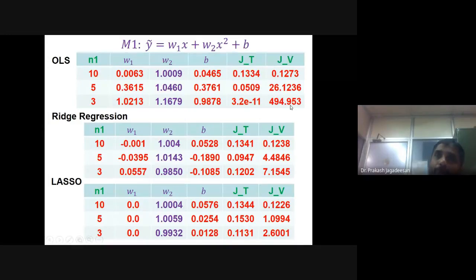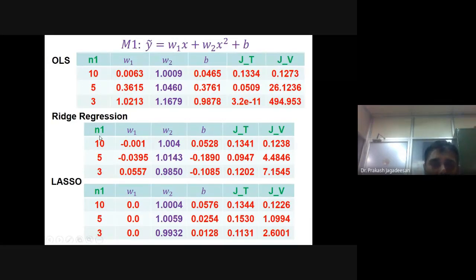On a new day, if I feed new inputs which were not presented at the time of training, then the predicted output is not exactly matching with the actual output. As a result, your testing error is very high. So this has to be avoided.